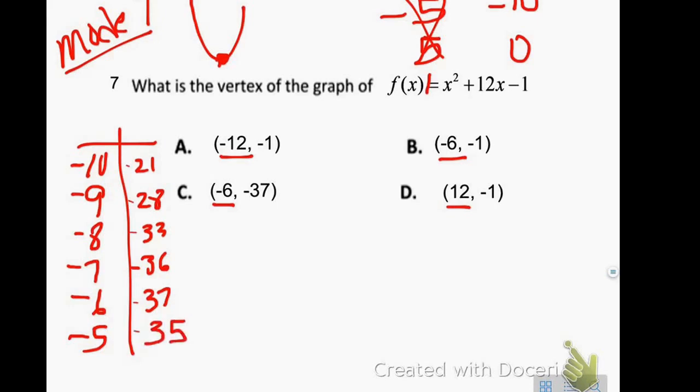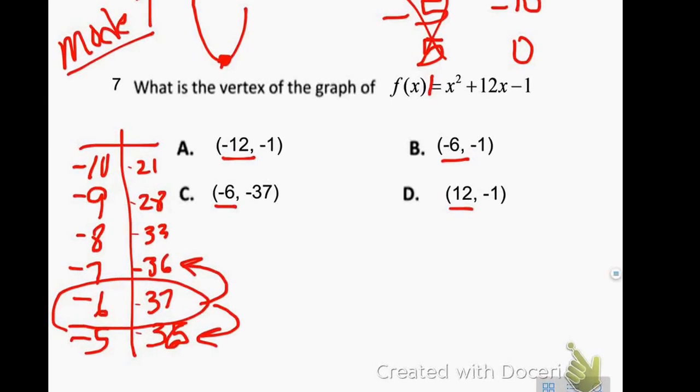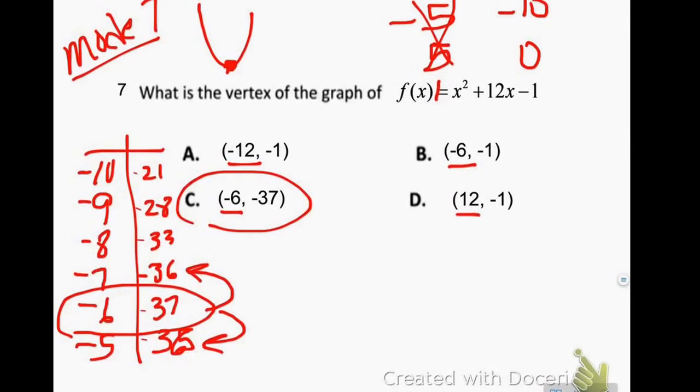Now, the first thing I notice is that I do have this point here. Also, remember that your vertex is going to be on your axis of symmetry. So notice, this should be -36. Notice that you have -36 on both sides, so that would have to be your vertex point.